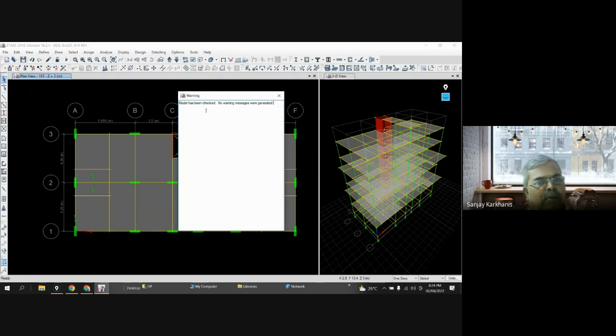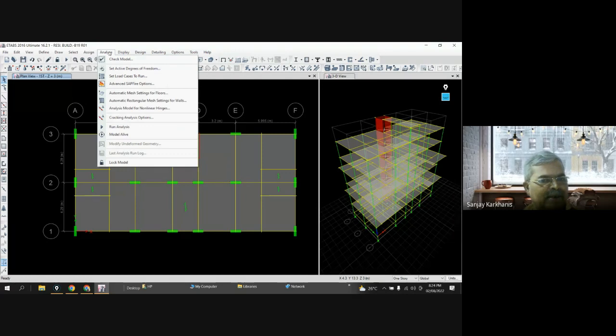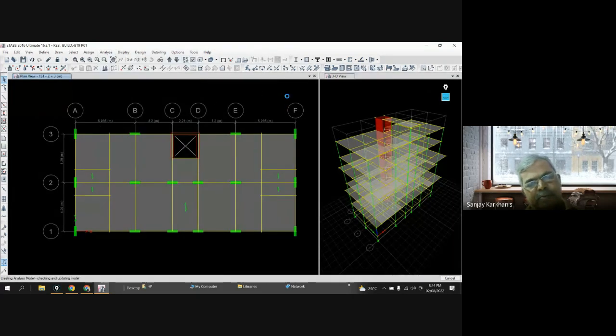So the model has been checked, and there are no warning messages. Okay, so I'm ready. You can go for Analysis and then Run Analysis. It is carrying out the analysis. You can check it over here. So the analysis is carried out.